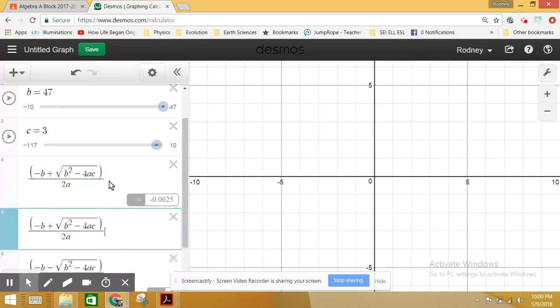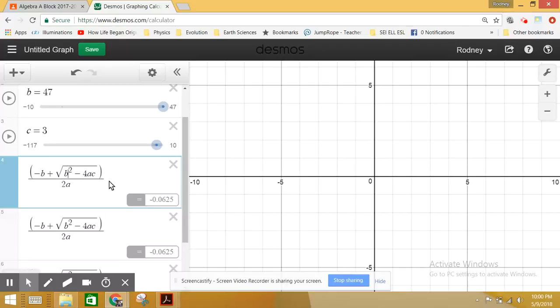Okay, so I had 47 for B. That's our B, our velocity. A is negative 16.